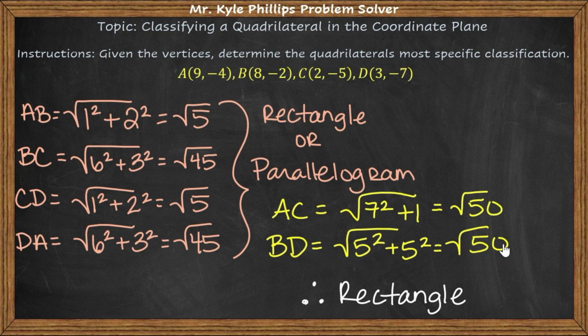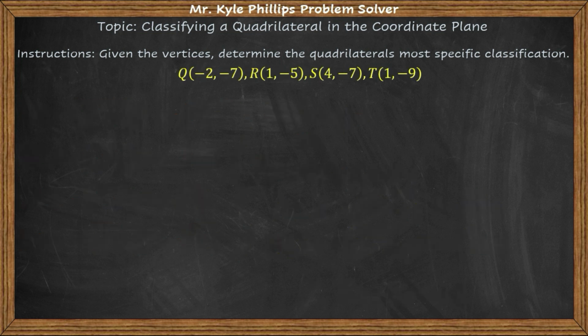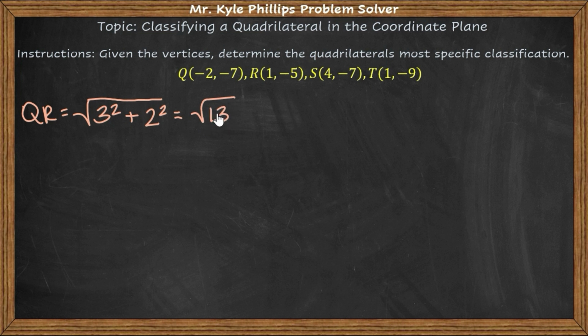All right, let's look at another example. So here we have the quadrilateral QRST. We want to classify the quadrilateral and we want to be as specific as possible. So we're going to do the same thing that we just did. We're going to look at the distance from Q to R. The distance from -2 to 1 is 3. The distance from -7 to -5 is 2. So now I have 9 plus 4. This is the square root of 13.